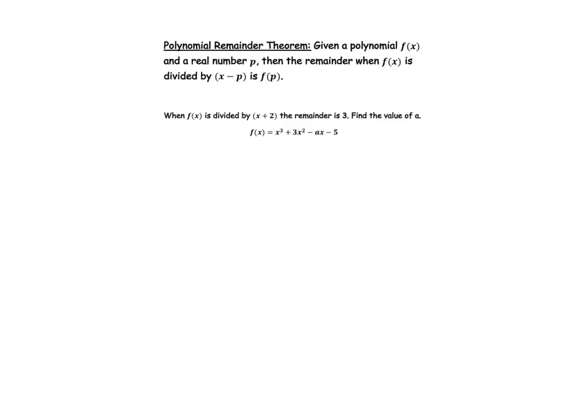Okay, you might recognize this. We actually used this in the previous slide. However, the polynomial remainder theorem is one that's useful, and you'll see it pop up pretty often. So given a polynomial f of x and a real number p, then the remainder when f of x is divided by x minus p is f of p.